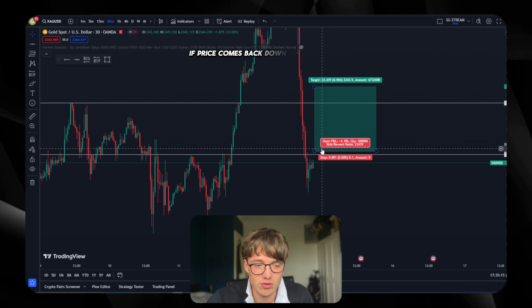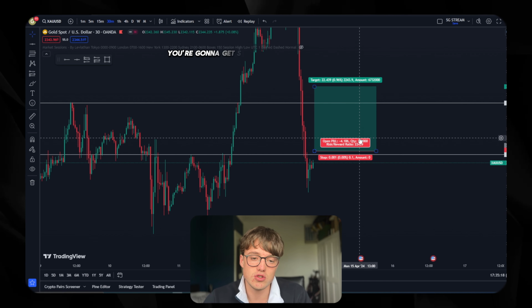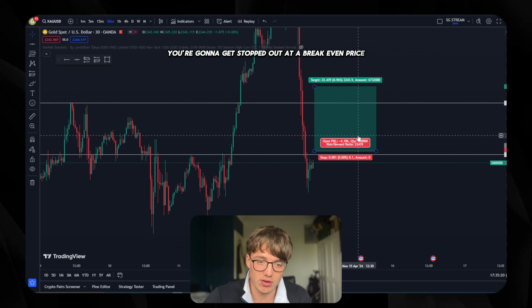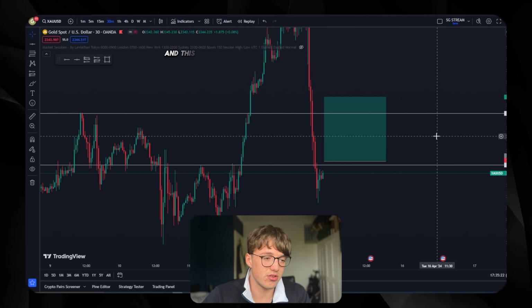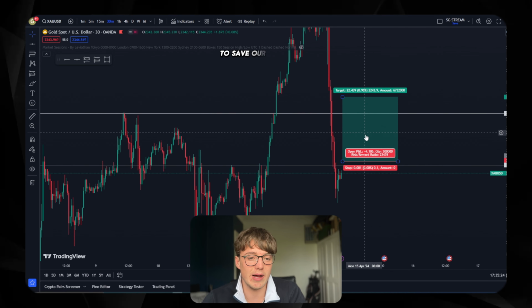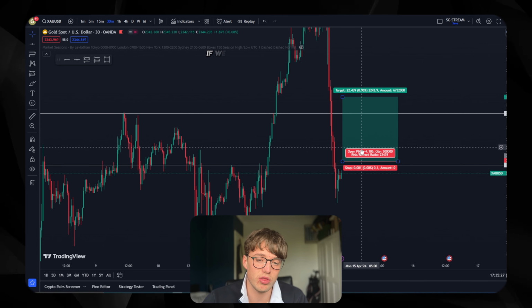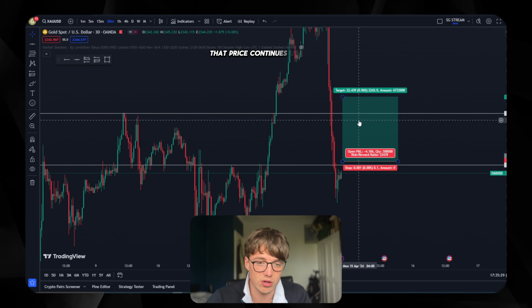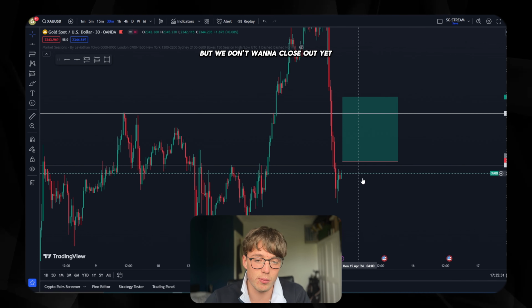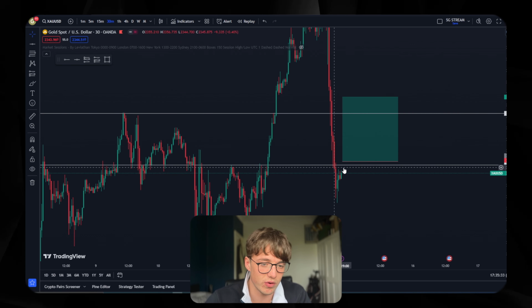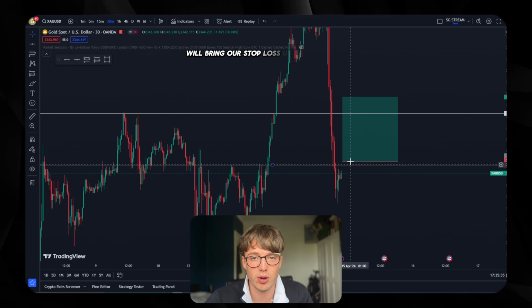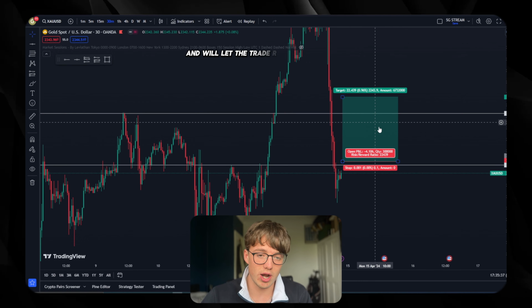If price comes back down to your entry, then you're going to get stopped out at a break-even price, so no loss, no win. And this is a risk management tool that we use a lot to save our capital and, you know, keep us in the trade. If we think there's a possibility that price continues upwards, but we don't want to close out yet, and we also don't want to leave ourselves with risk on the table, we'll bring our stop loss up to break even, and we'll let the trade run out from there.